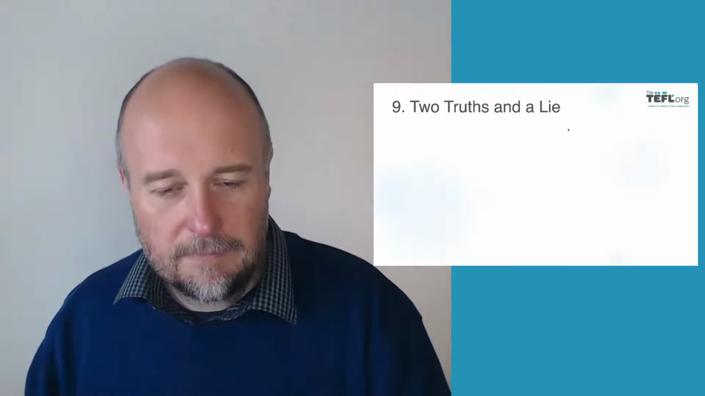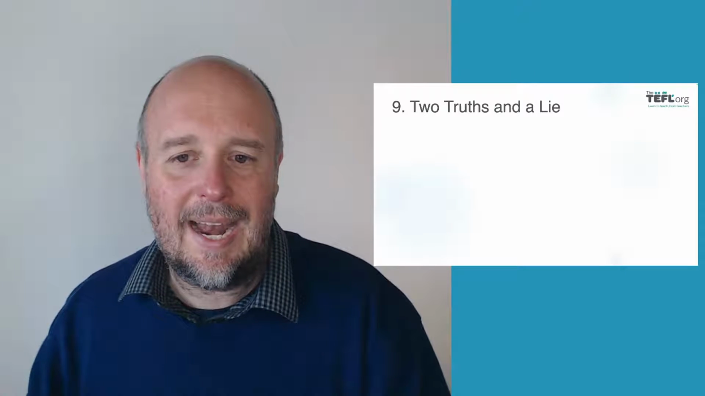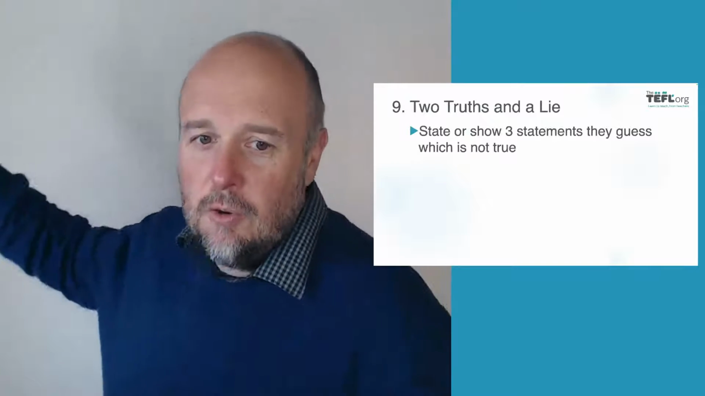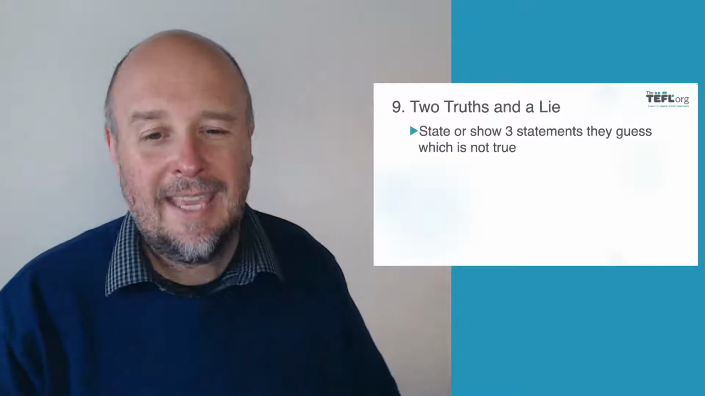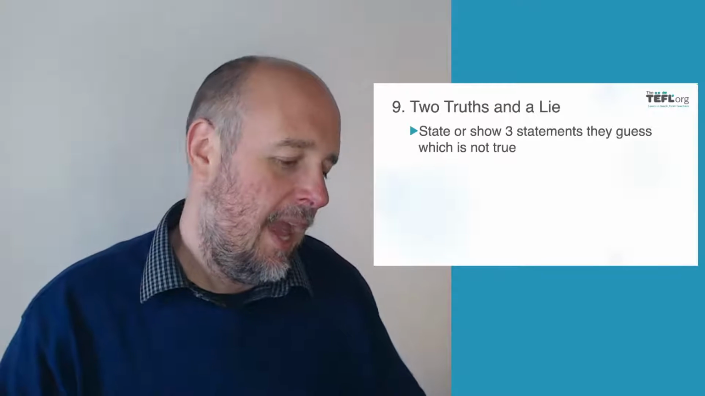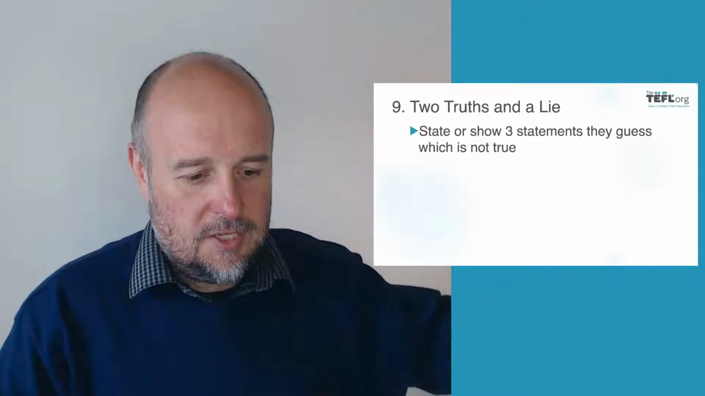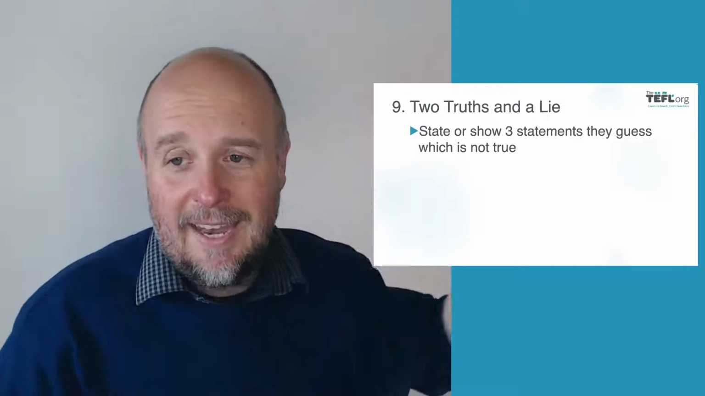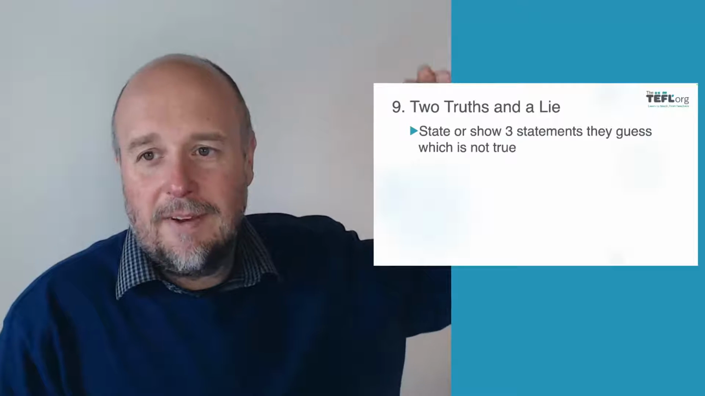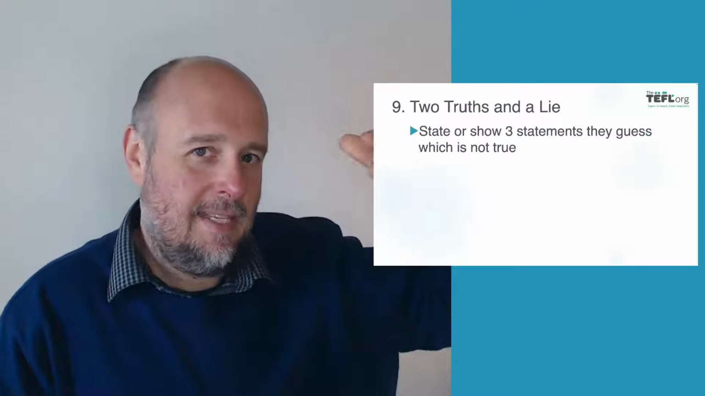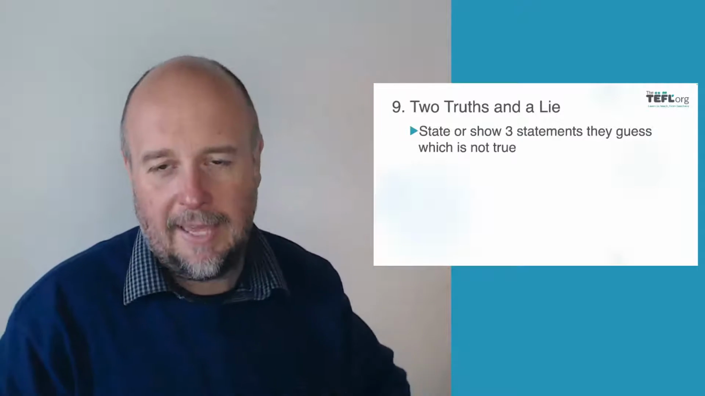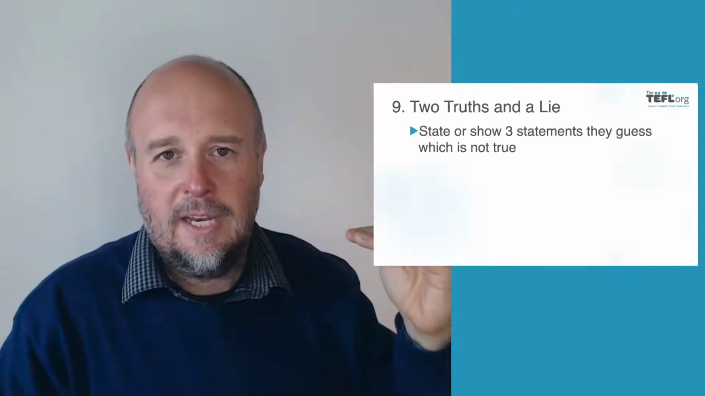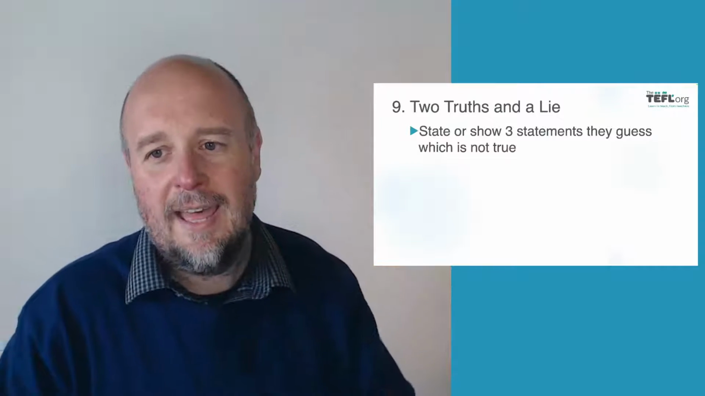Two truths and a lie. This is a TEFL EFL classic. You can speak or you can show three statements, and they guess which is not true. And again, you can do this on the topic. Let's go with food again. You could put three statements, and it could be something like, Carl has never eaten pizza. Obviously a lie. Look at his belly. Or Carl likes pizza, or you could try some local foods, throw that in there, that kind of thing.